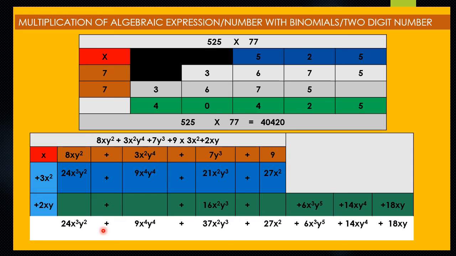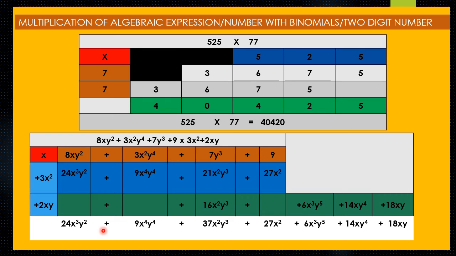Now you look to the first row. In the first row, you can see 21x square y cube, and 16x square y cube. So these are like terms. So I will put this 16x square y cube down the 21x square y cube.